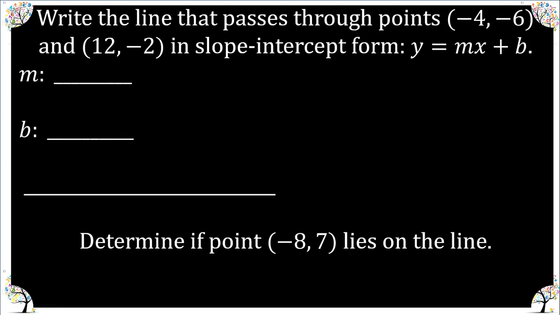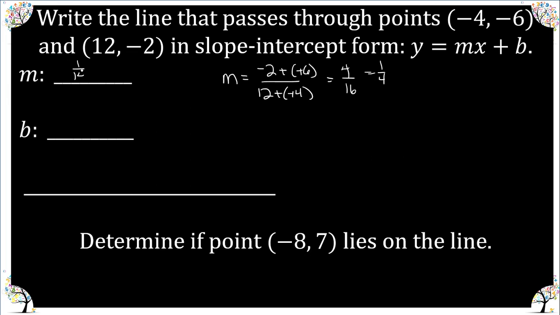Write the line that passes through these 2 points. This time we do not have the y-intercept, so the first thing we have to do is find the slope. So y2 minus y1 over x2 minus x1. I like to do keep, change, change. This gives us 4, and this gives us 16. We have a slope of 1/4.